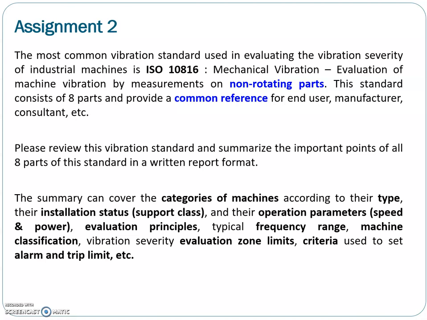So, by now you should have a brief understanding of what the vibration standards are. To understand more in depth about vibration standards, especially ISO 10816, you are given this assignment to review this standard and summarize the important points of all 8 parts of ISO 10816 in a written report format. The summary can cover the category of machines, their installation types, operation parameters, evaluation principles, frequency range, machine classifications, the evaluation zone limit, and criteria for alarm and trip limits.